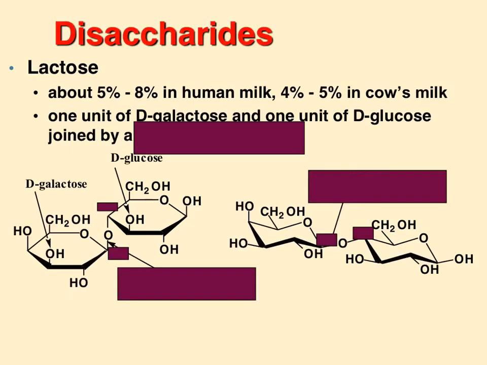Right, so here's another example. This is lactose, which many of us are lactose intolerant or have some degree of lactose intolerance, and it can change as you get older. There's also differences between various ethnicities and cultural groups and things like that as well. Okay, so this one has a galactose and a glucose.